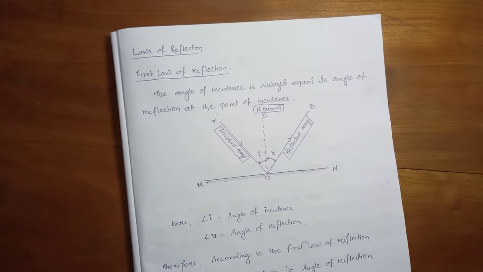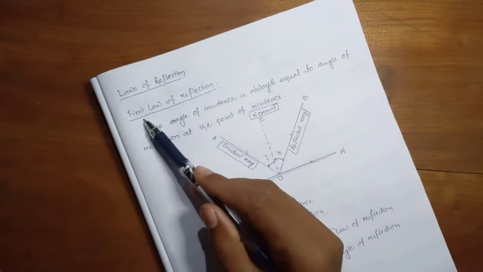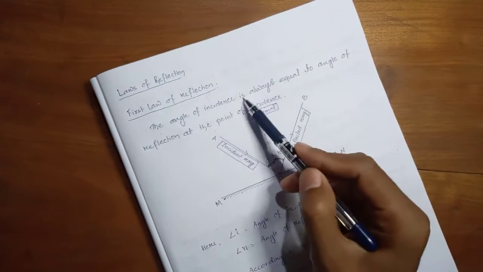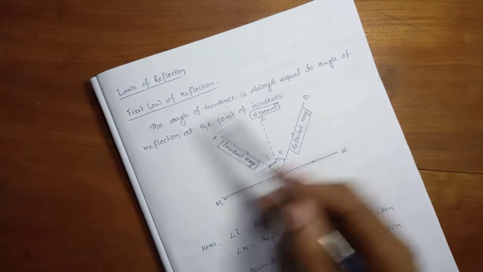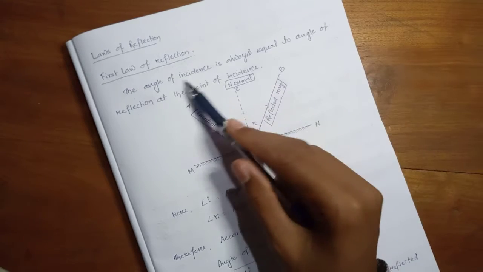Hello students, today I will explain about laws of reflection. So there are two laws of reflection. The first law of reflection states that the angle of incidence is always equal to the angle of reflection at the point of incidence. Okay, so what is the angle of incidence here?